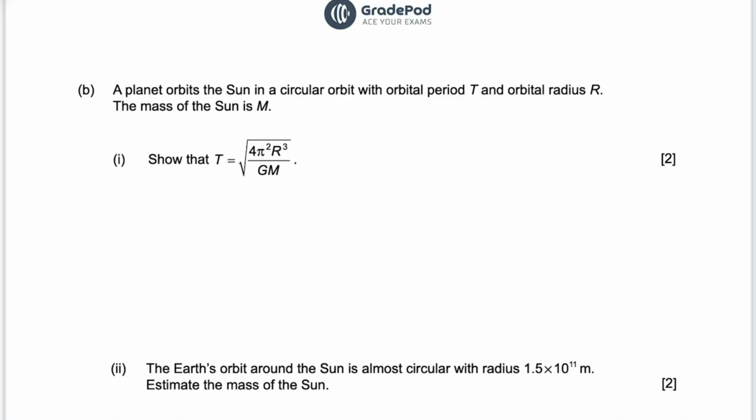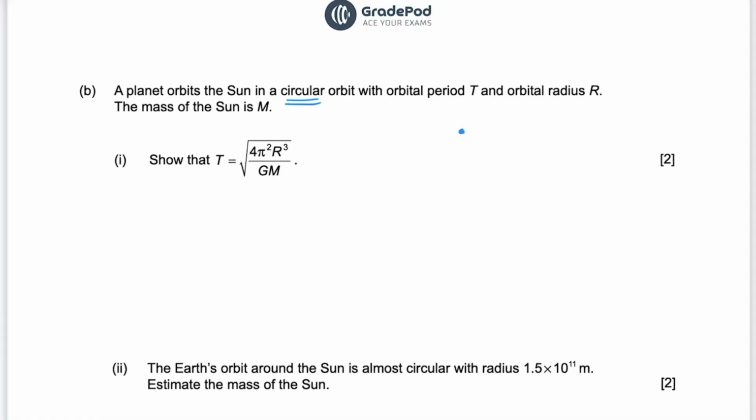B1. A planet orbits the sun in a circular orbit. So we're looking at circular motion. We've got the sun here and the planet going around it with orbital period T and orbital radius r. The mass of the sun is M. Show that... And we have this big expression here that looks scary. It's not at all. What we need to remember is the force holding this planet in circular motion is a gravitational force. So the gravitational force is equal to the centripetal force. So gravitational force, from Newton's law of gravitation, is G M m over r squared.